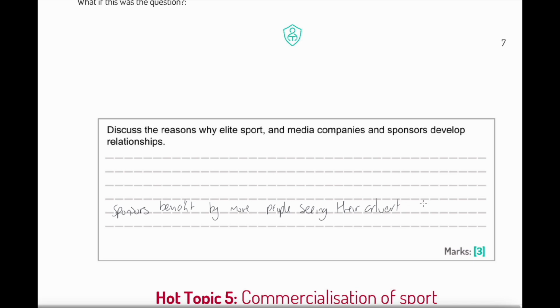for their, what shall I choose? For their hair product. I don't know where I've got that from. It really should be a gambling company in modern sport. For their hair product, and helps this to become a household name. So if you think about it from the sponsor's perspective, what do they want to happen?